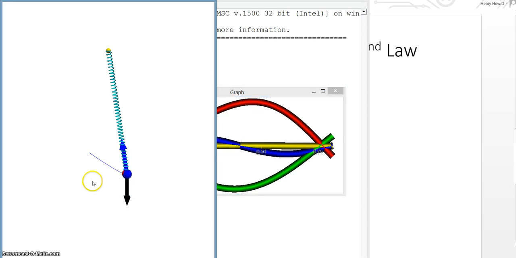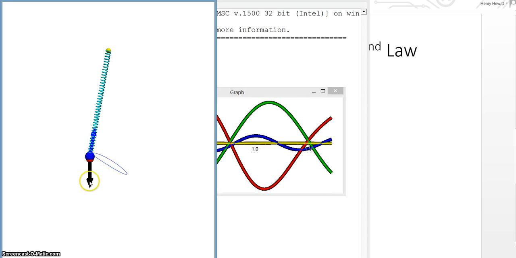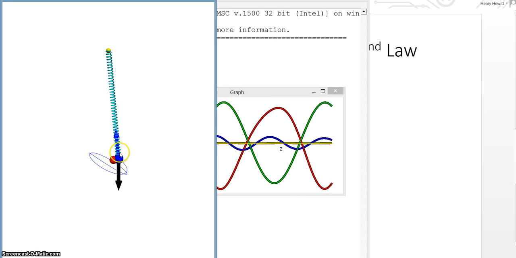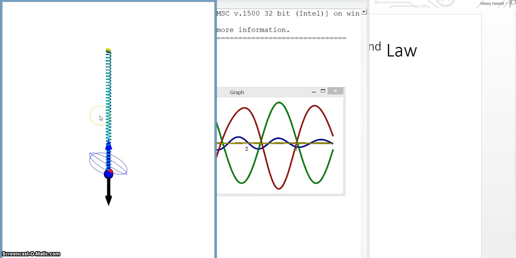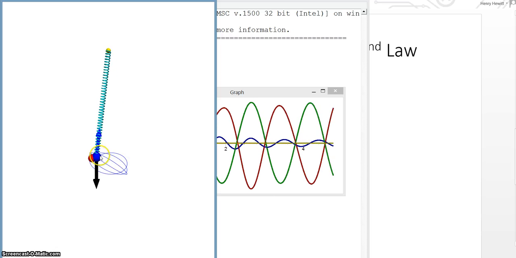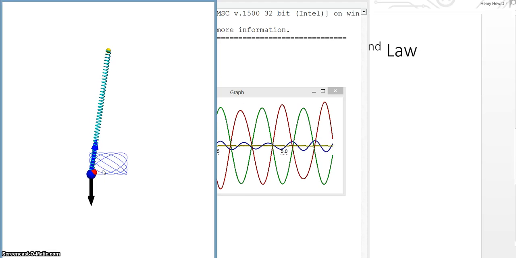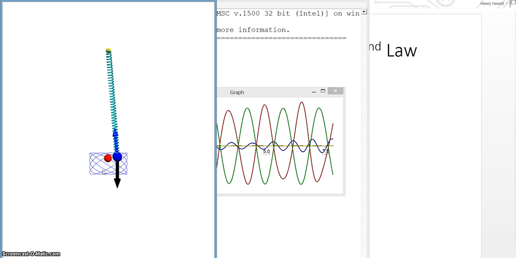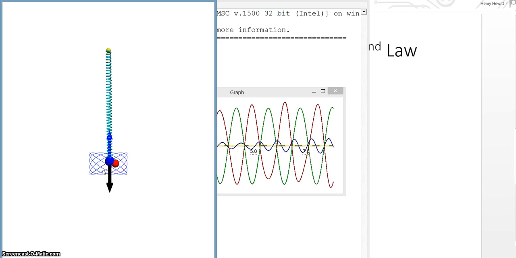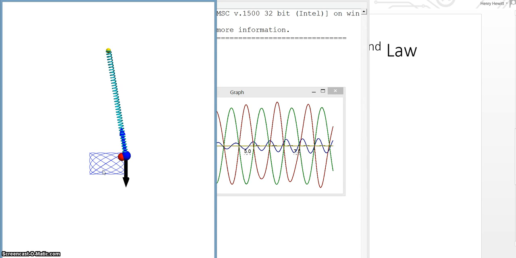As you can see, the gravitational force is always pointed down, and the spring force is pointed along the spring. The red ball shows the observed motion of the data from the tracker video. It's very close to the computer model, but due to the small number of frames per second of the video, it's not quite smooth.